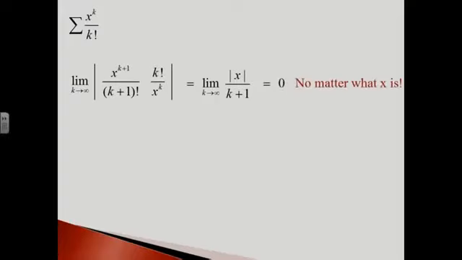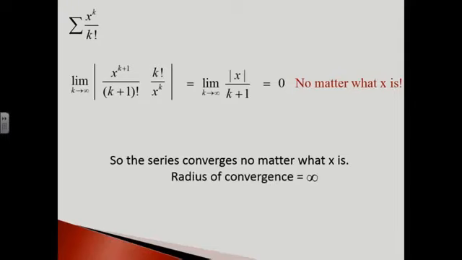This limit is 0 for every value of x. So, the series converges no matter what x is. The radius of convergence is infinity. The interval of convergence is the entire real line.